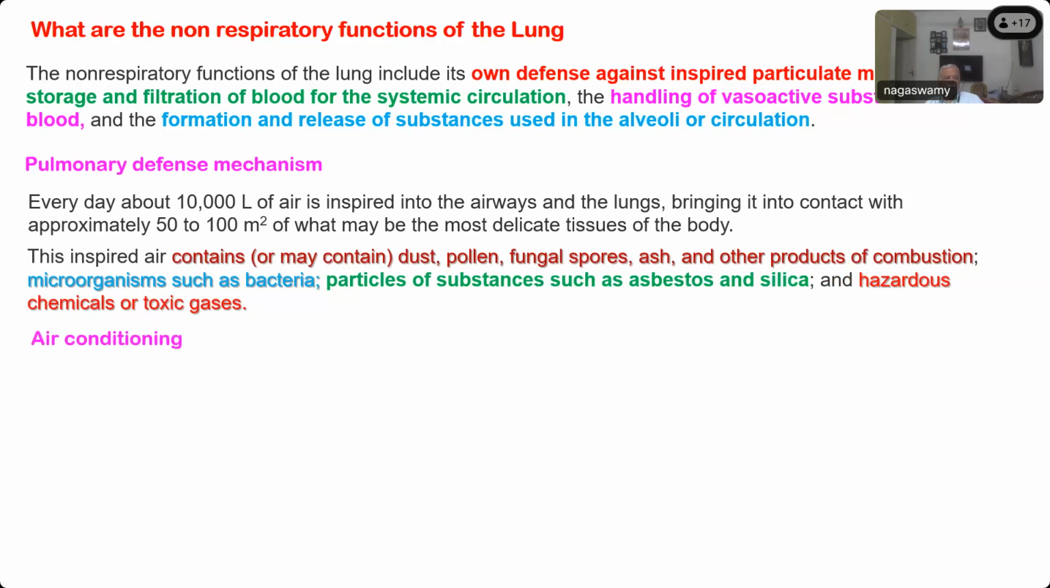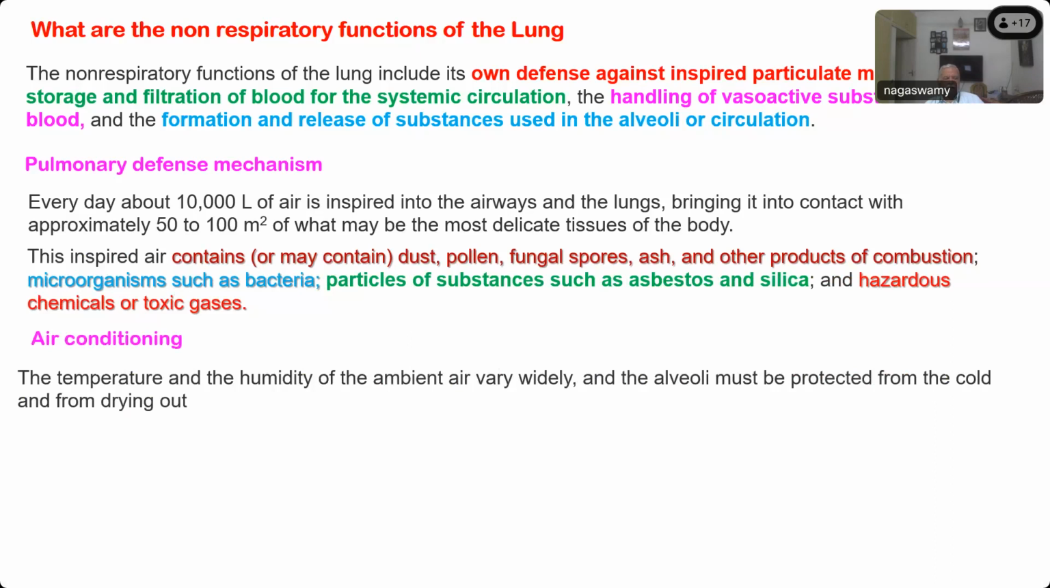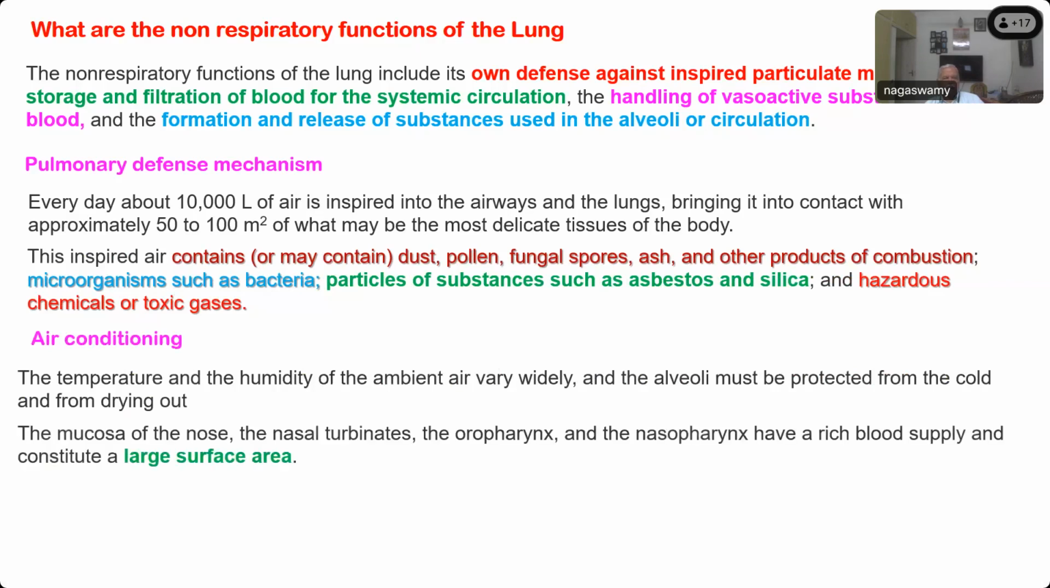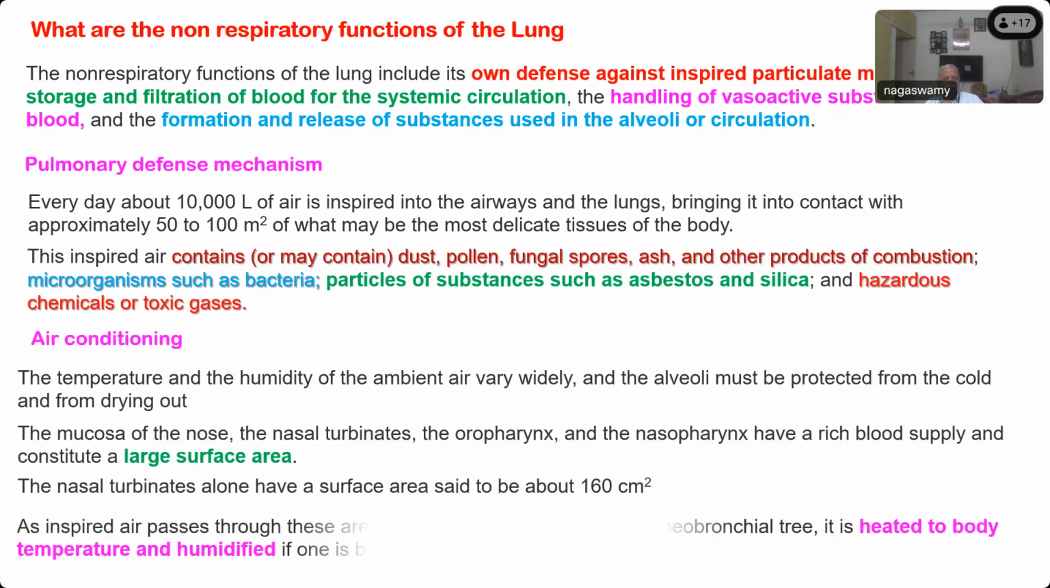Then second function is air conditioning. Temperature and humidity of the ambient air vary widely. The alveoli must be protected from cold and drying out. So the humidification which is done is another non-respiratory function. Nasal turbinates also have a surface area about 150 square centimeters. The inspired air passes through these areas, where it is both heated and humidified.